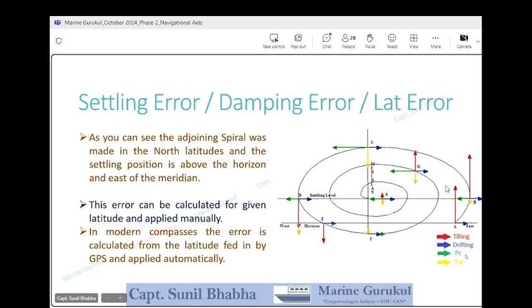But in modern compasses, this is not required at all, because the gyro is fed with the latitude of the ship directly from the GPS. So you have a GPS feed going into the gyro, which gets the latitude of the ship. The software, once the latitude is obtained, calculates the damping error and counteracts it, applies it, and the readings which we obtain from the digital display or from the analog display of the gyro are the readings which are already corrected for this error. Moving ahead now.